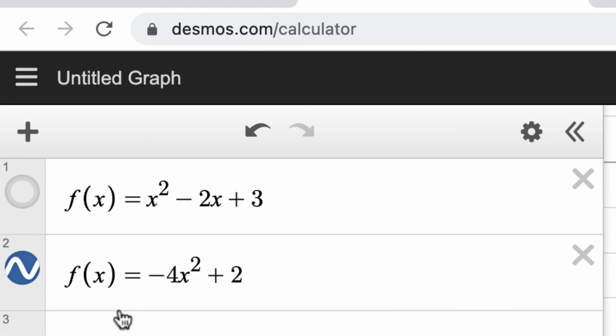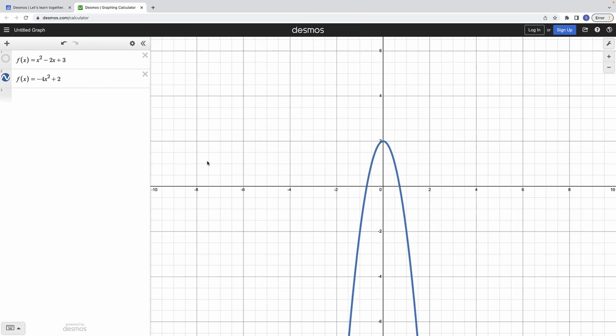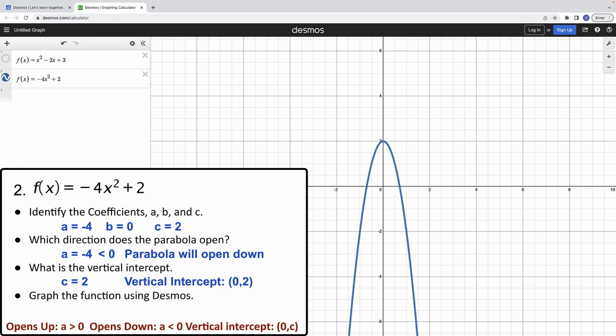I'll do that. So I've entered the second function, f of x equals negative 4x squared plus 2, into the second cell, and I've changed the color to blue. Earlier we said that because the value of the leading coefficient a was negative 4, this parabola would open downward, and we can see this parabola does indeed open in a downward fashion.